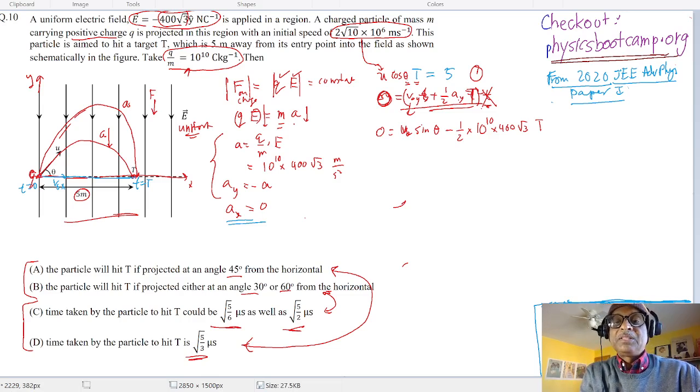So let's write this as 5 over t and set this equal to that. This is equation number 2. If I multiply, t will go away, right? When multiplied, I get u squared sine theta cosine theta equals, this becomes 200 times 10 to the power 10 times 200 times square root 3 times 5 times 5.